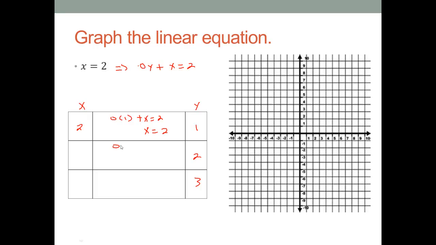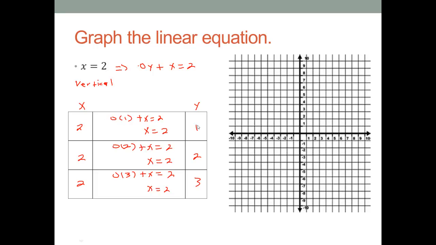If I plugged in 0 times 2 plus x equals 2, 0 times anything is 0. I just get x equals 2. And if I plugged in 3 for y, then that's still 0 times 3 is 0, and x will be equal to 2. As you can see, x is always equal to 2 in this case. No matter what you plug in for y, x will always be equal to 2. This type of equation will give you a vertical graph. Every single time, if you just have x equals a number with no y in your equation, it's going to give you a vertical graph.